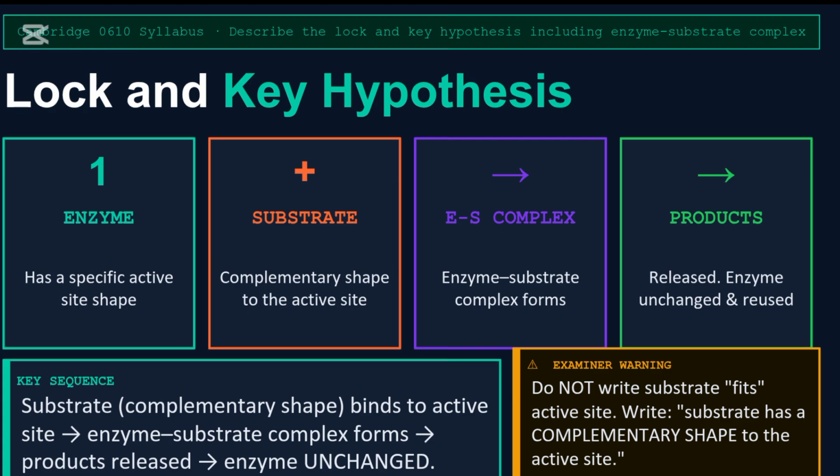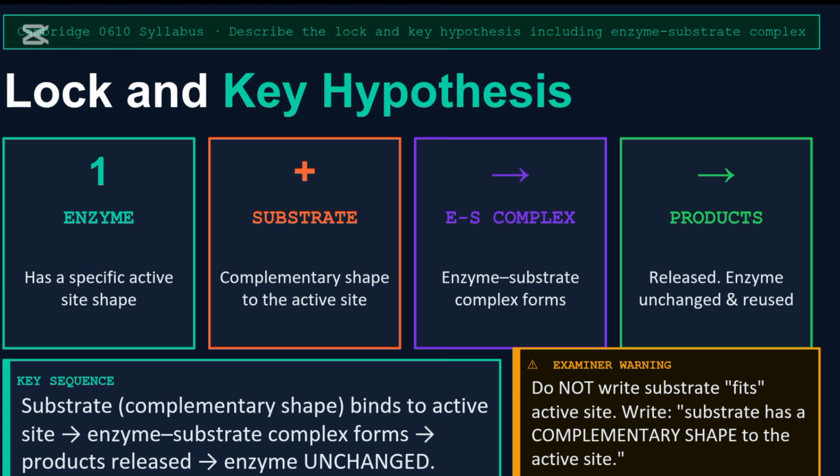Now, how does an enzyme actually work? This is called the lock and key hypothesis. The enzyme has a region called the active site. The active site has a specific shape. The substrate, that is the molecule the enzyme acts on, has a shape that is complementary to the active site. Complementary, that is your keyword.